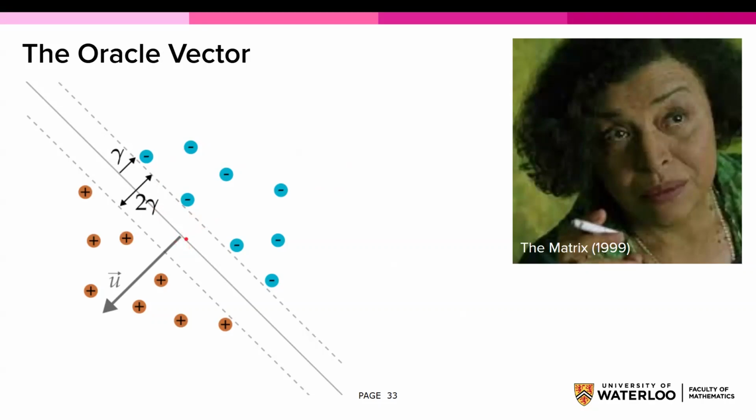And crucially, the oracle vector is not necessarily optimal in terms of maximizing the margin. It's just something that works, something feasible, something that correctly classifies the whole data set. Finally, one last thing, we simply focus on the direction of the oracle vector, that is, normalize it so it has length or norm of 1. And so we call it the unit oracle vector.